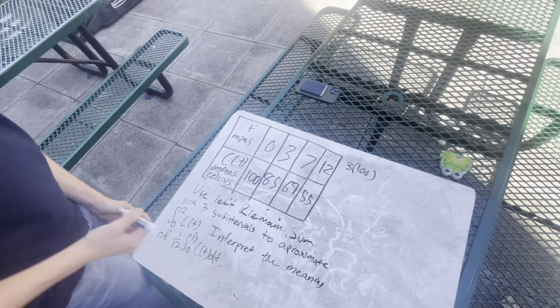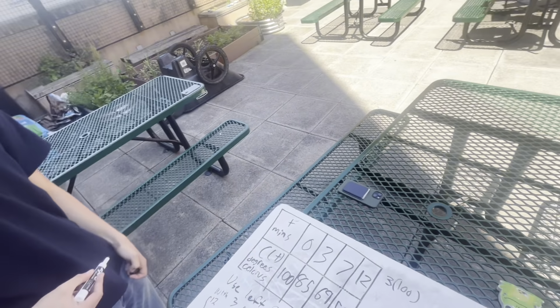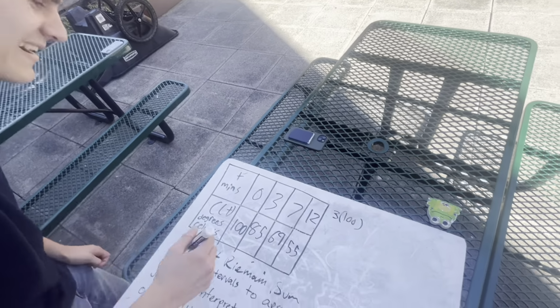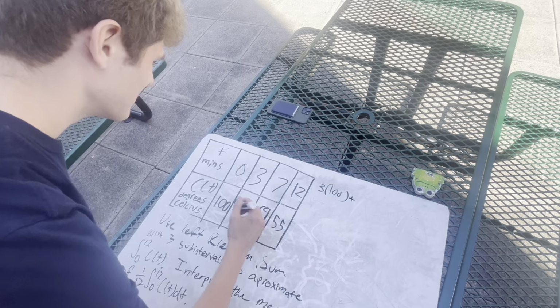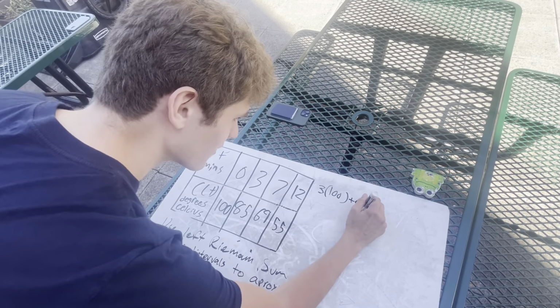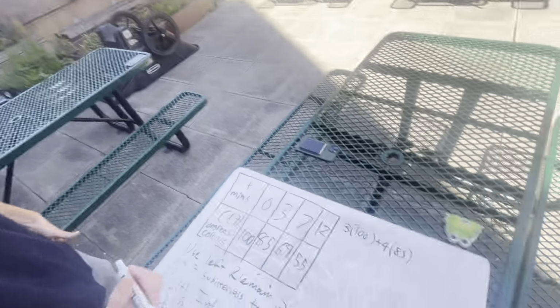Wait, why are you using 100 and not 85? Because that's the first one, and it's a left Riemann sum. All right, then what is that? Is it plus? Yeah, plus. Then we do 7 minus 3, 4 times 85. That's where the 85 comes in, Travis, like what you were asking before.